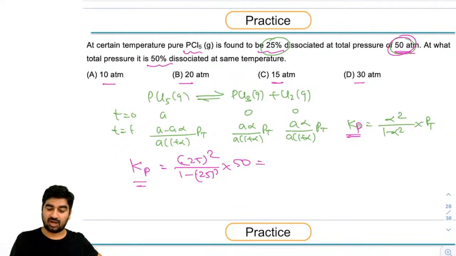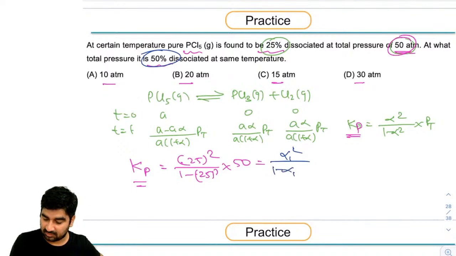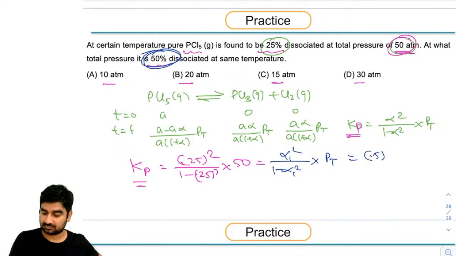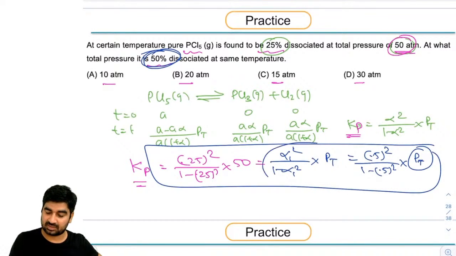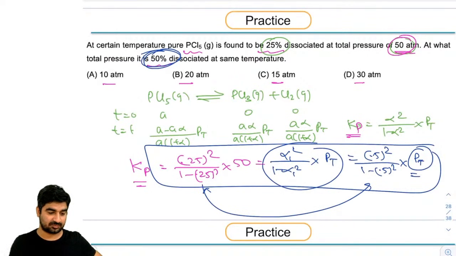So now degree of dissociation is 50%. So you can again write alpha 1 square over 1 minus alpha 1 square into P total. So this alpha 1 is 0.5 into P total. So I think now only P total is left. If you equate these expressions, this and this, so you will be getting new P total.